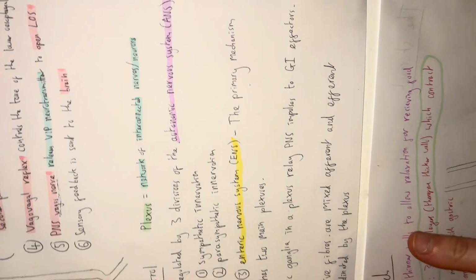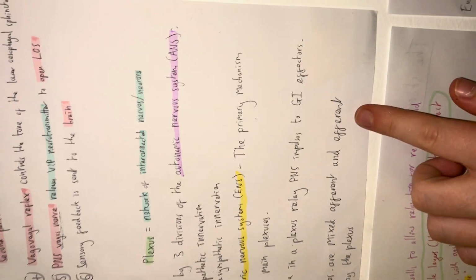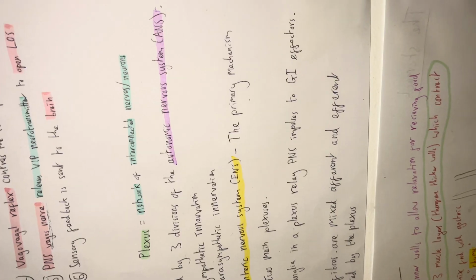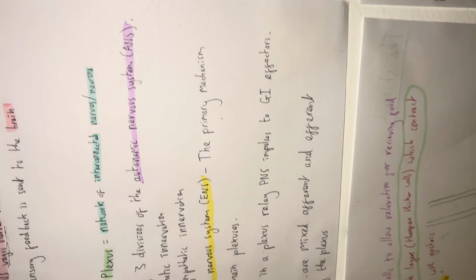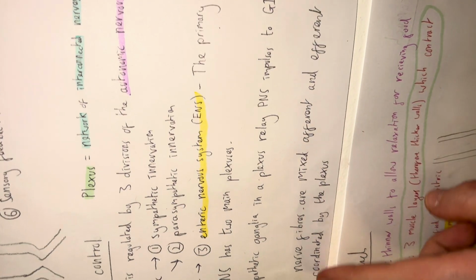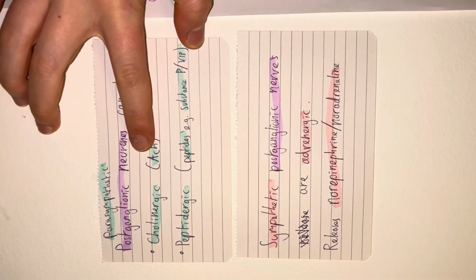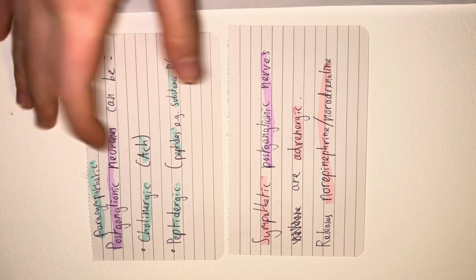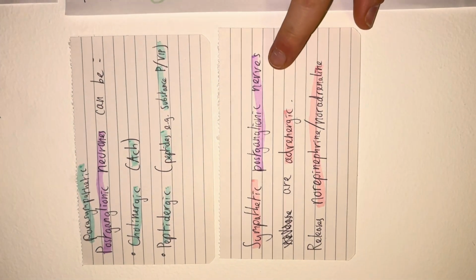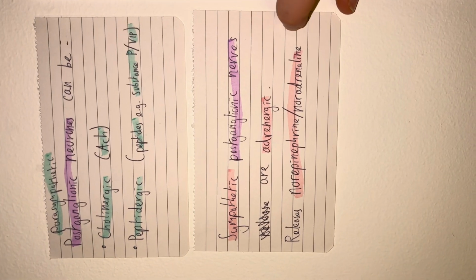So ENS nerve fibres are a mixture of afferent and efferent, which means that they're either sending signals or receiving them, and these are all coordinated by the plexus. Finally, just to go on to this bit as the last point, parasympathetic postganglionic neurons are either cholinergic or peptidergic, and sympathetic ones are adrenergic, which means that they use noradrenaline, or if you're American, norepinephrine.